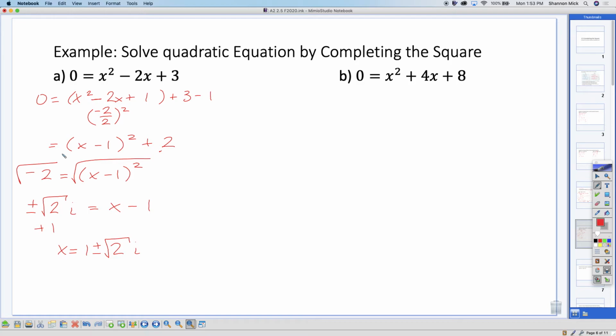Why did you put the i again? Because you had -2. You had a square root of a negative number, and the square root of -1 is i, correct? So try the next one.